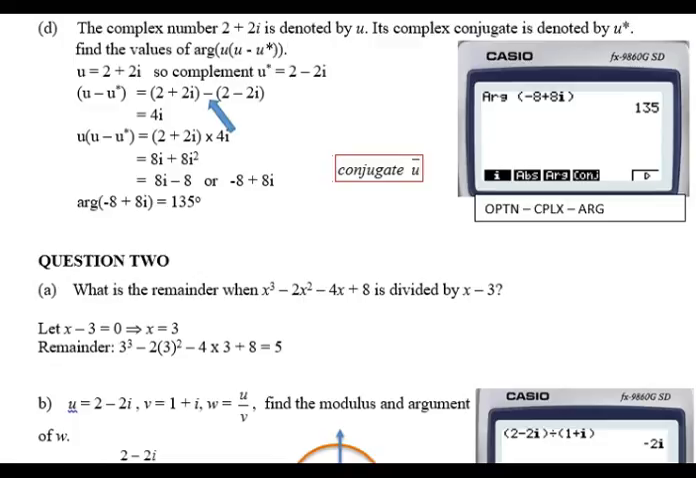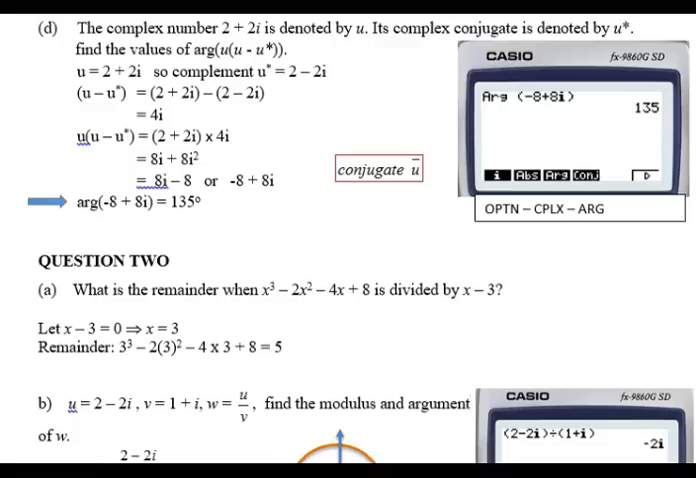Now when we subtract the conjugate, you guys are really bad at putting brackets around expressions. Put a bracket around the 2 plus 2i and brackets around the 2 minus 2i. That negative between them makes it a plus 2i, and we end up having plus 4i. So it's 2 minus 2 and 2i plus 2i, making 4i. And now multiply that by 4i, so 8i plus 8i squared, and of course i squared is negative 1, so it's 8i minus 8.